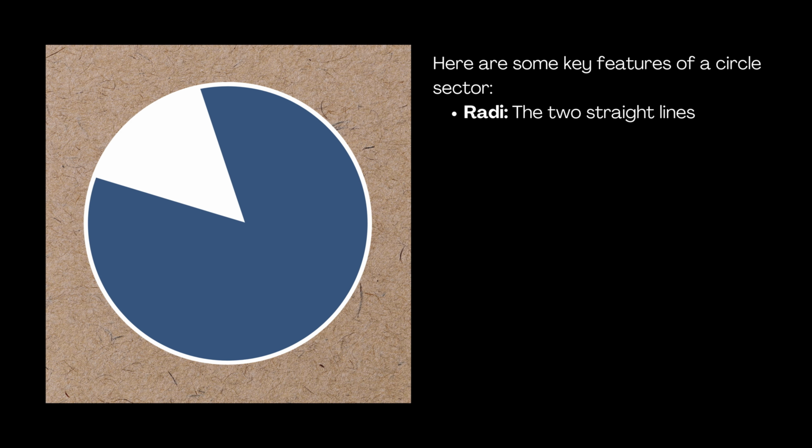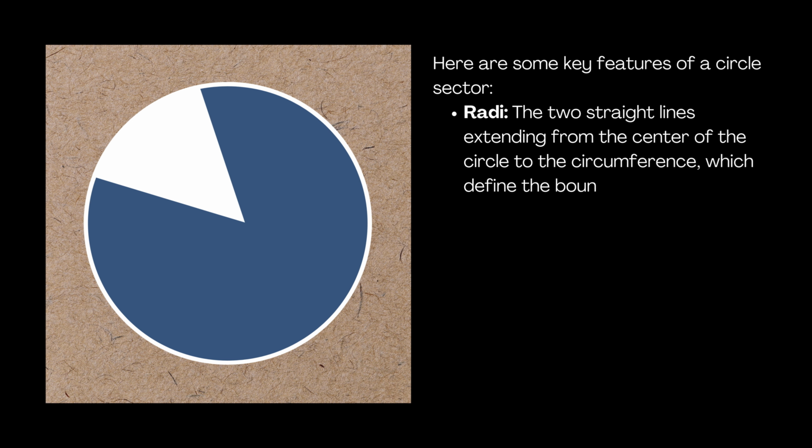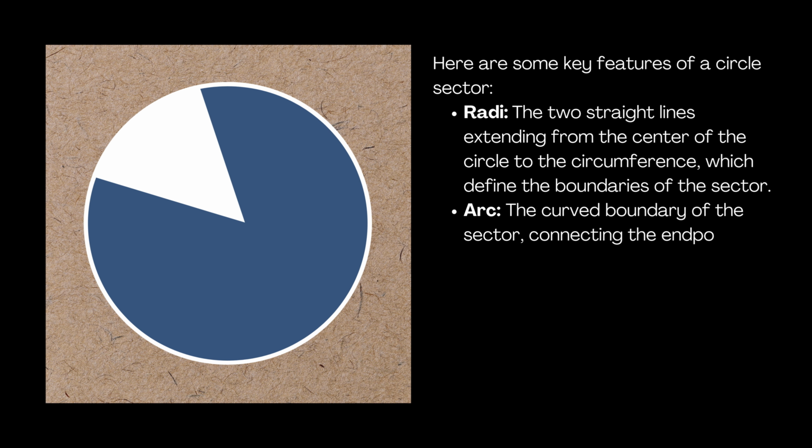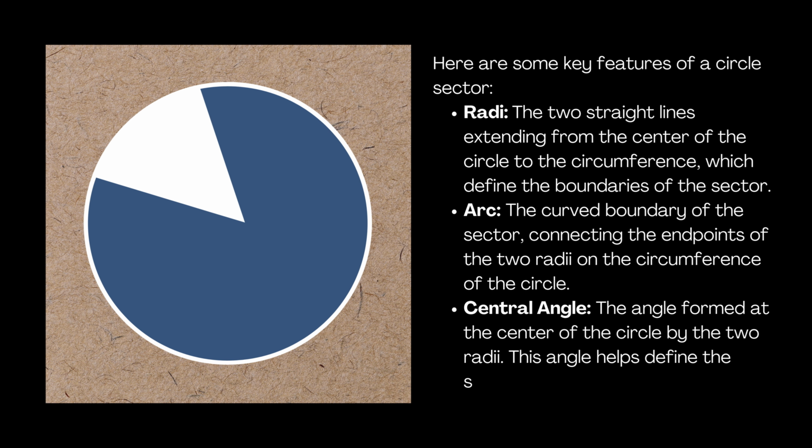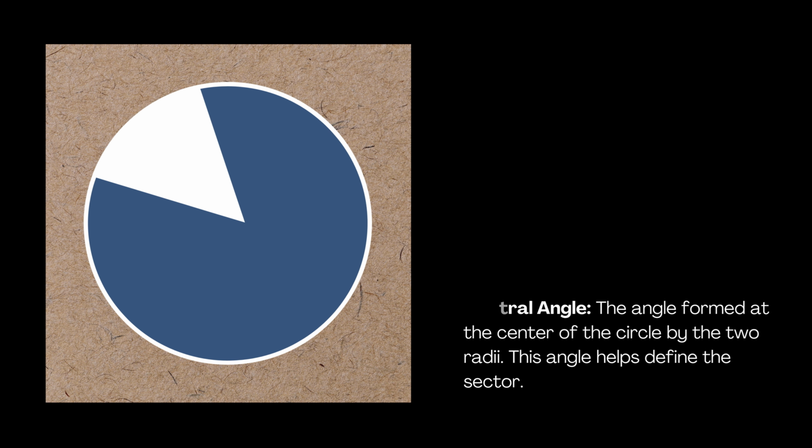Radii, the two straight lines extending from the center of the circle to the circumference, which define the boundaries of the sector. Arc, the curved boundary of the sector, connecting the endpoints of the two radii on the circumference of the circle. Central angle, the angle formed at the center of the circle by the two radii. This angle helps define the sector.